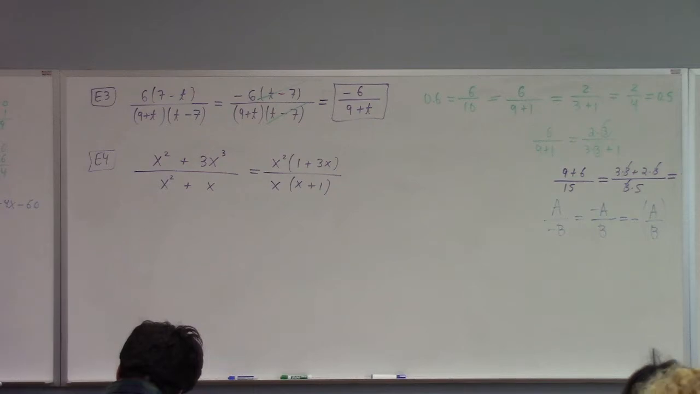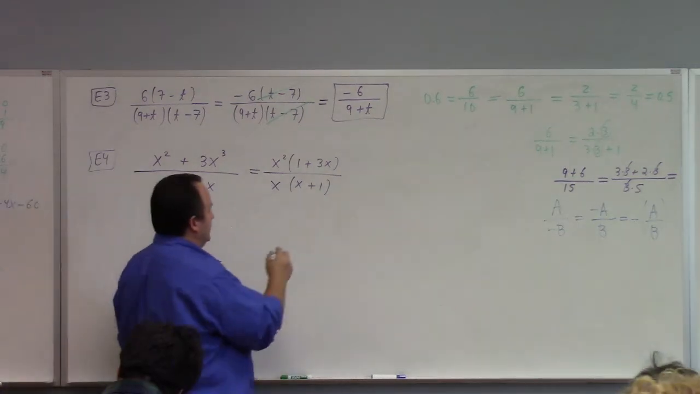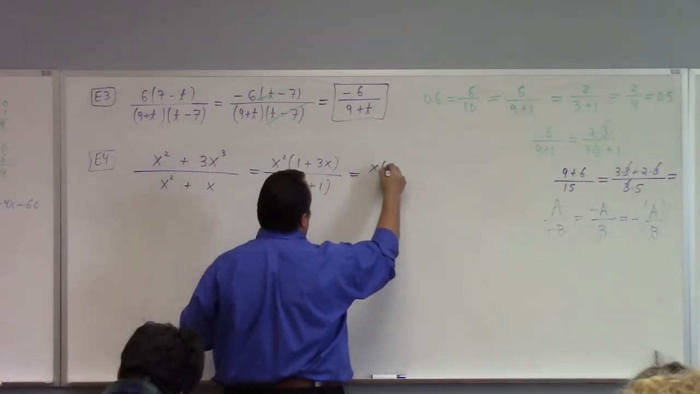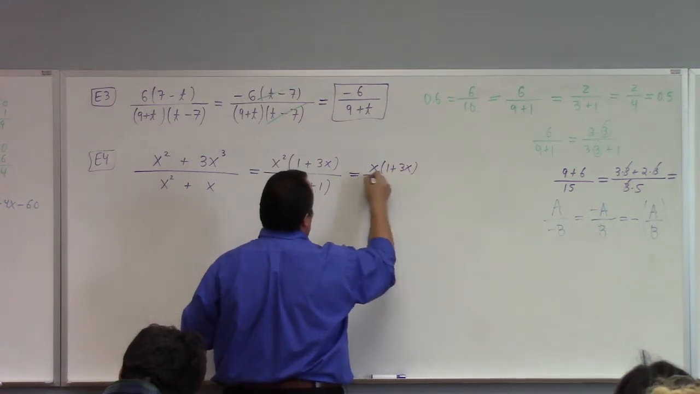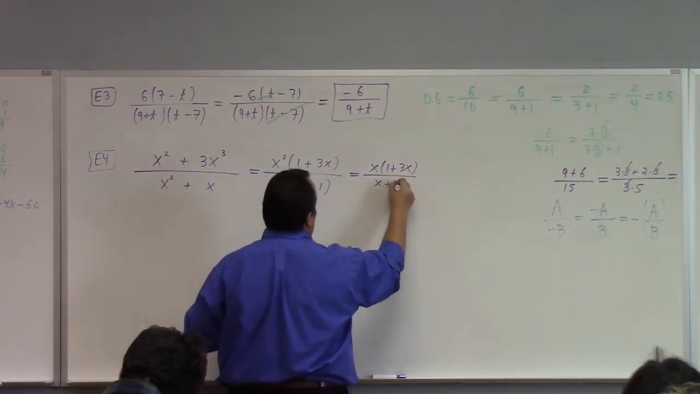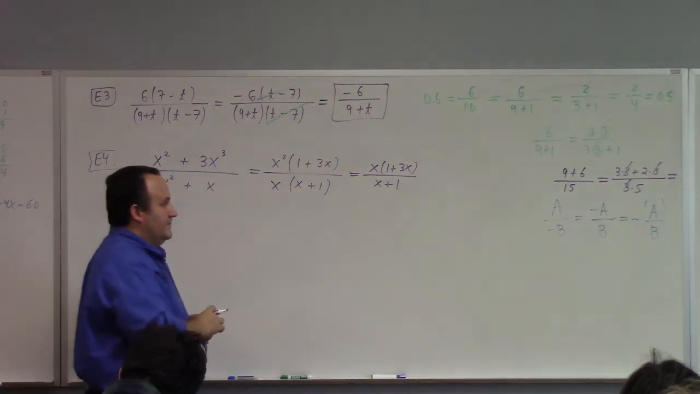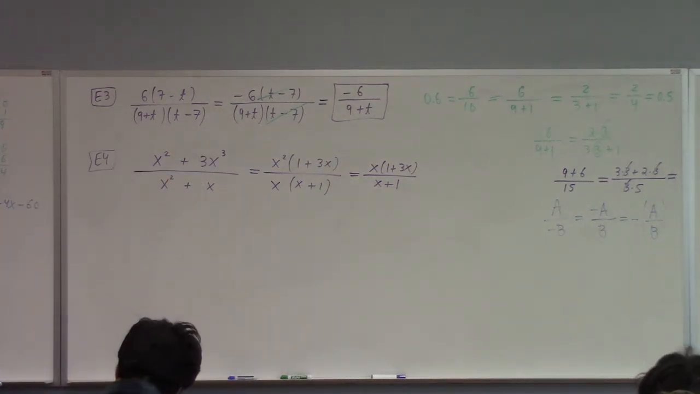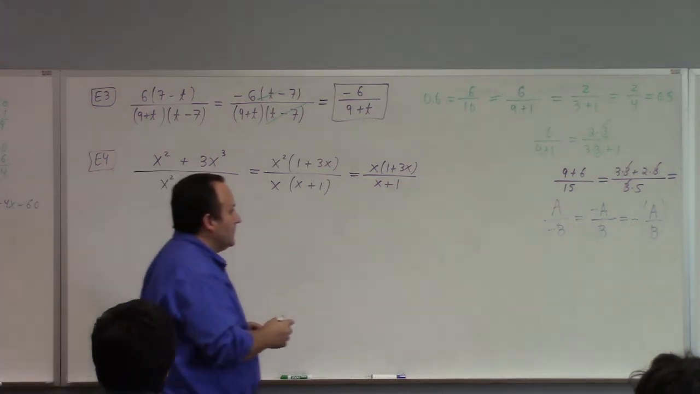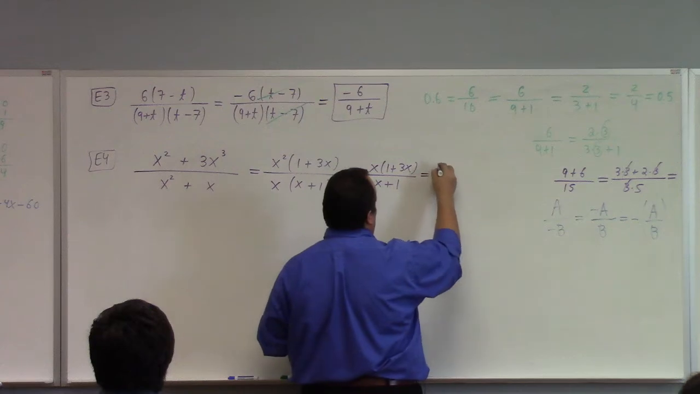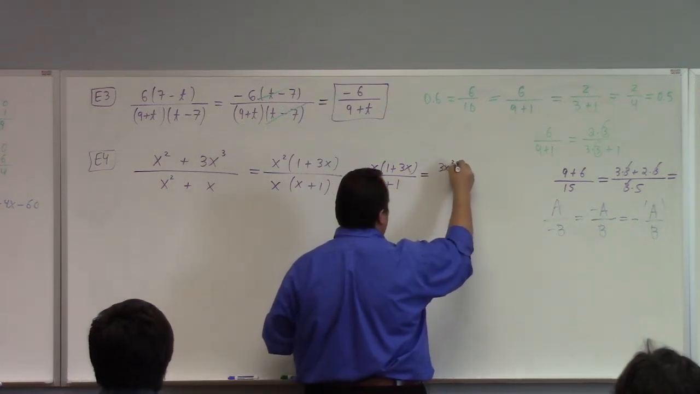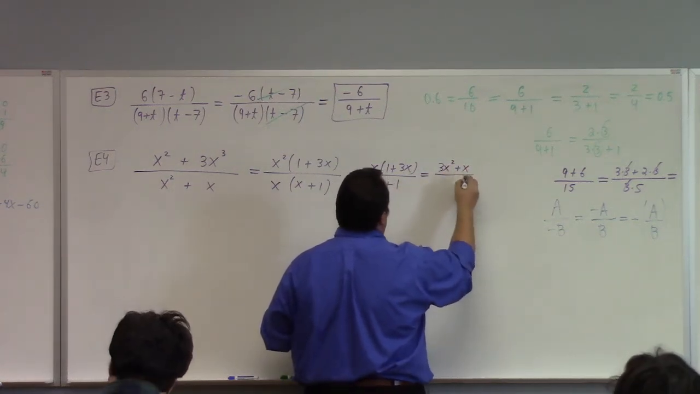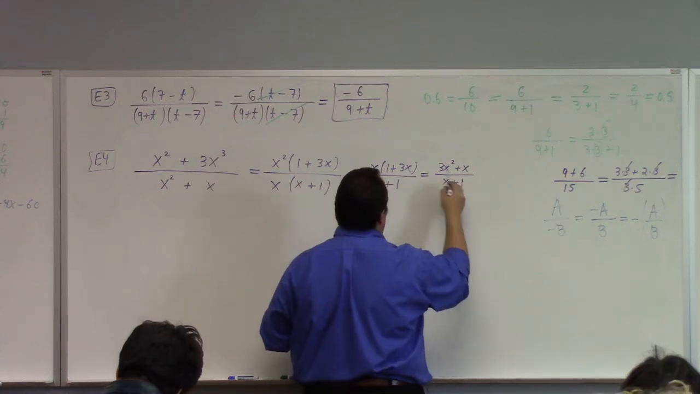So the x squared over the x cancels to give me x. So I get x times 1 plus 3x over x plus 1. And that's it. I mean, you could multiply it out in the numerator if you wanted, but that to me is a legit answer right there. Your textbook might want the answer like that, if your textbook doesn't have a problem like this, as far as I remember.